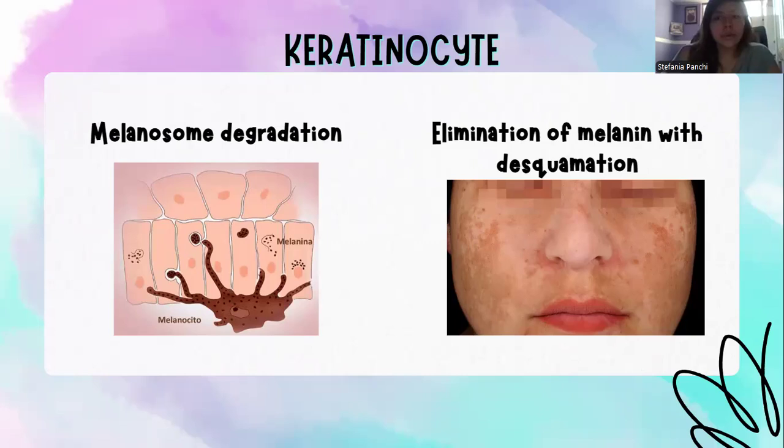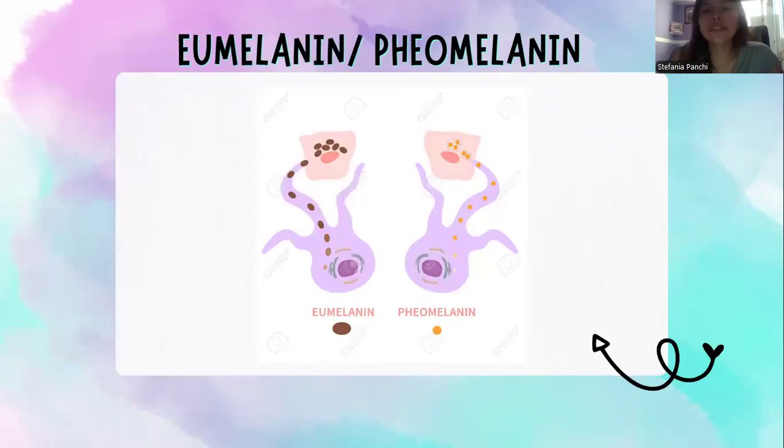Okay, now let's continue with keratinocytes. Within the keratinocyte occurs melanosome degradation and elimination of melanin with desquamation. As mentioned before, there is eumelanin with a photoprotective power and the ability to capture free radicals, and pheomelanin can give rise to free radicals when irradiated by UV rays. Keratinocytes will be more or less protected from UV aggressions depending on whether they receive photoprotective eumelanin or photoaggressive pheomelanin.